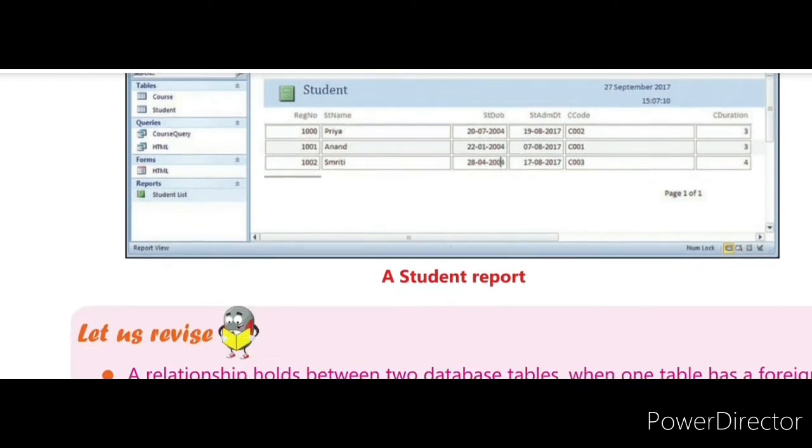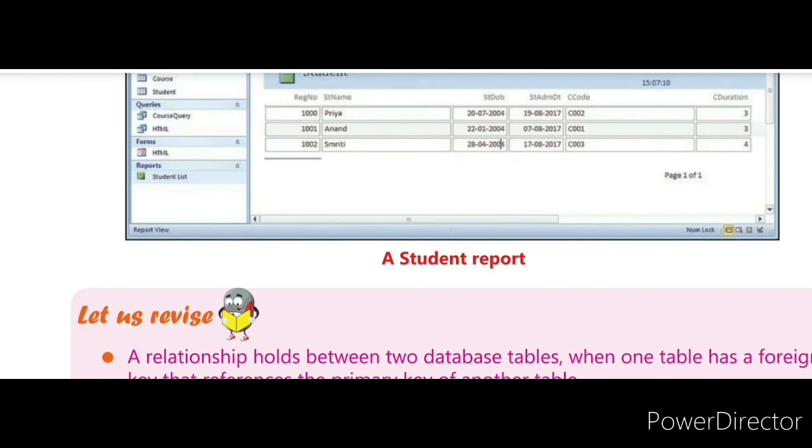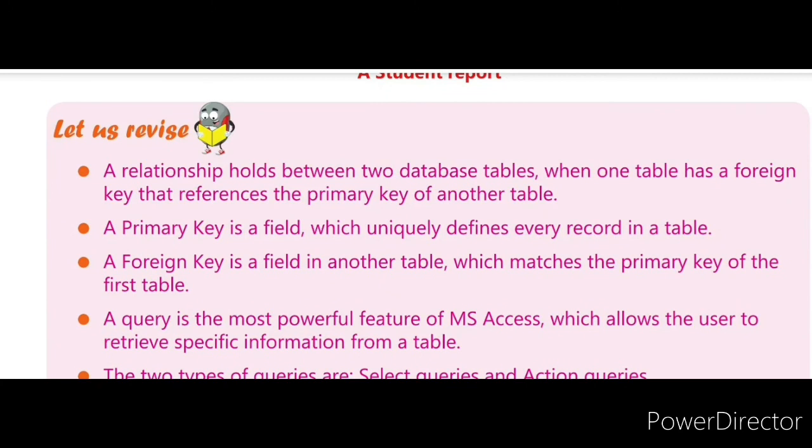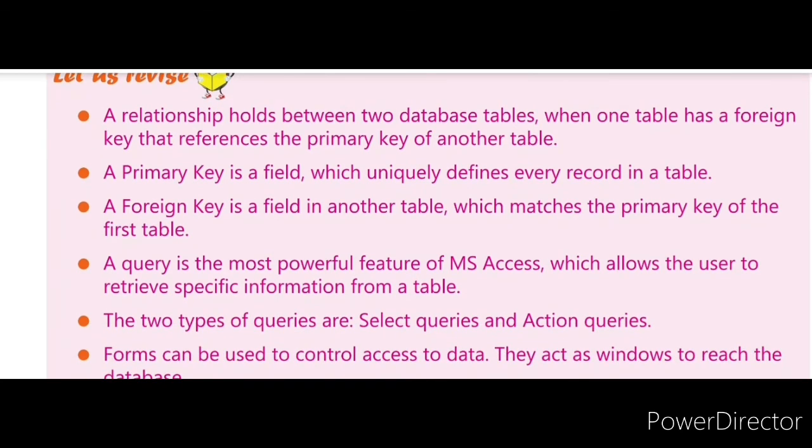Let me revise this whole chapter. What is a relationship? A relationship holds between two database tables when one table has a foreign key that represents the primary key of the other table. A primary key is a field which uniquely defines every record in a table. A foreign key is a field in another table which matches the primary key of the first table.